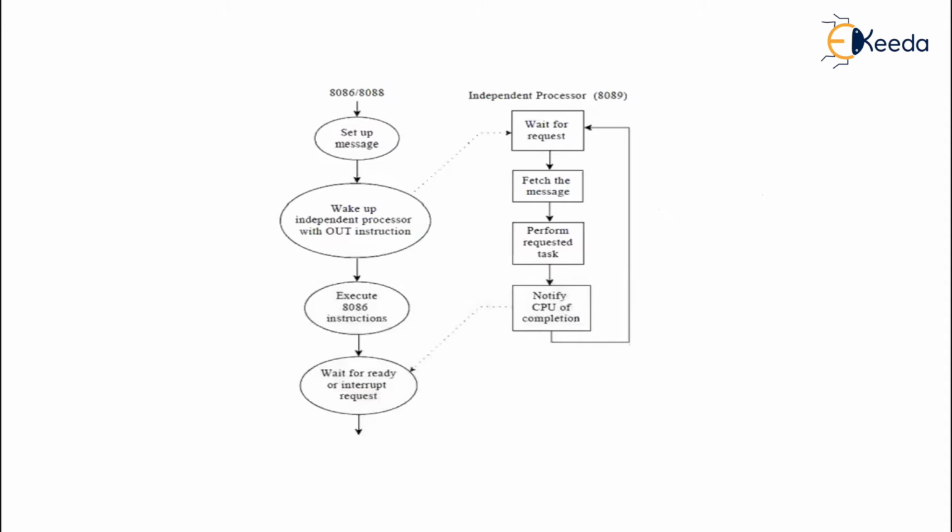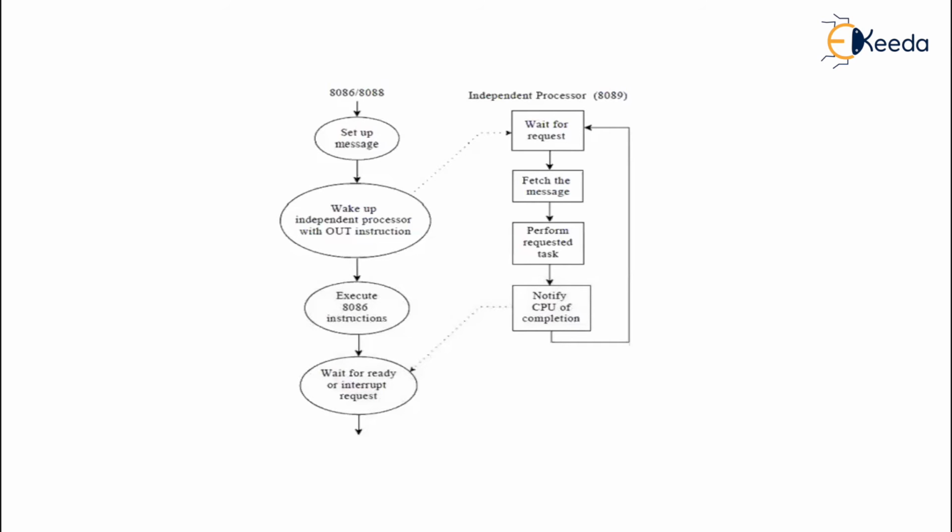So when you look at this diagram, here we have the 8086 or 8088 processor, which is directly connected with the independent processor, which is 8089. Now let us see what instructions are being given by the 8086 processor. First instruction, it will give set up a message.